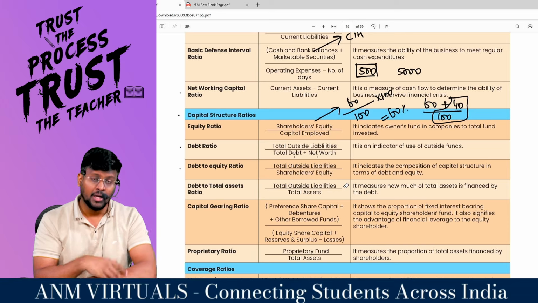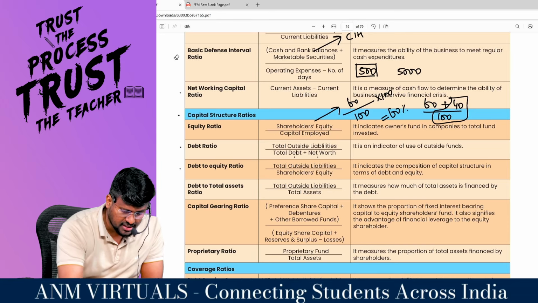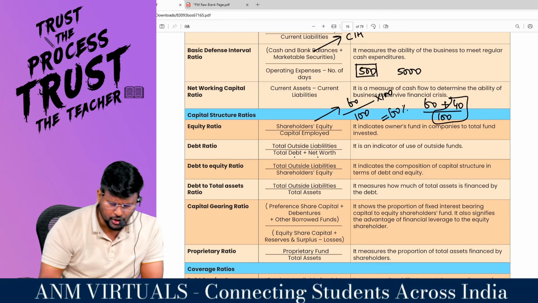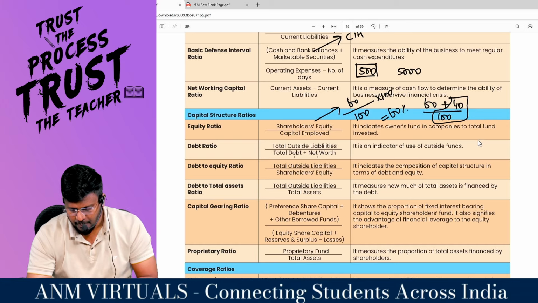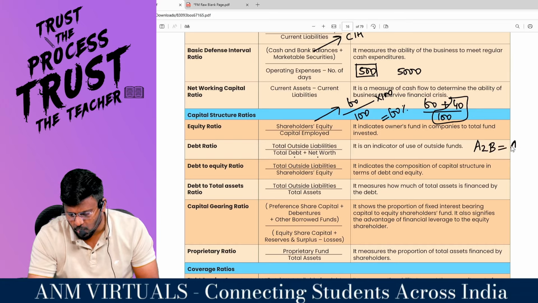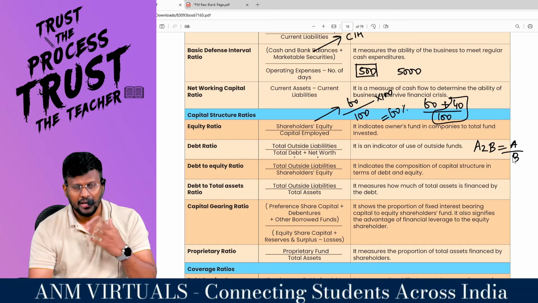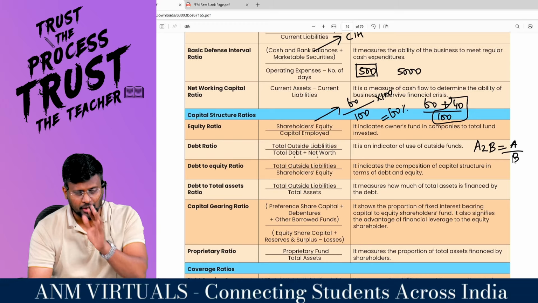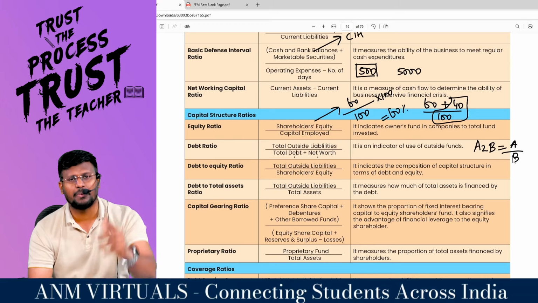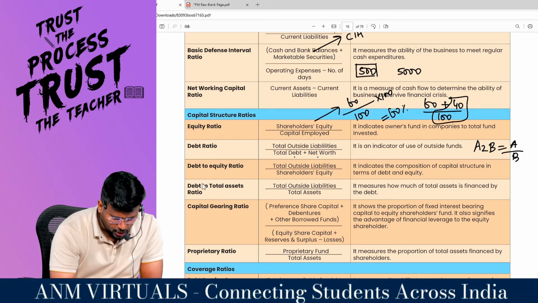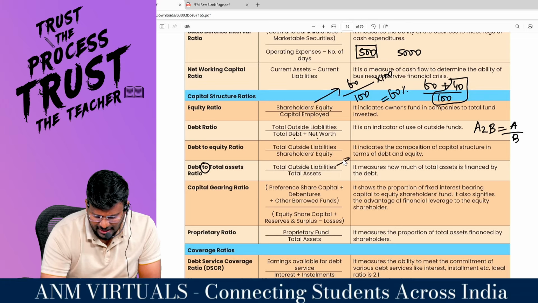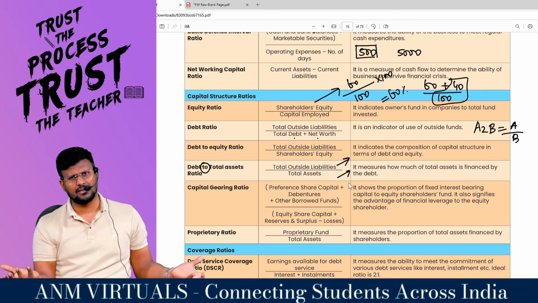That is enough. Next one, debt to total asset ratio. I will tell you a very quick shortcut for this. A to B is equal to A by B. Anything to anything, for example X to Y, is equal to X by Y. So debt to total asset ratio is equal to debt divided by total asset. That's it.